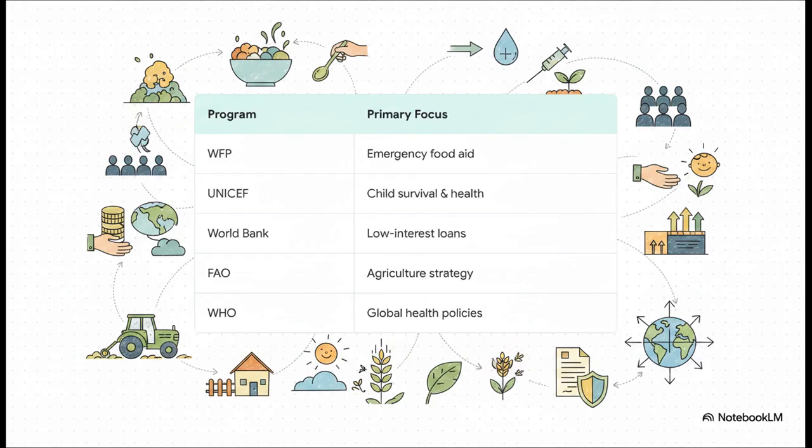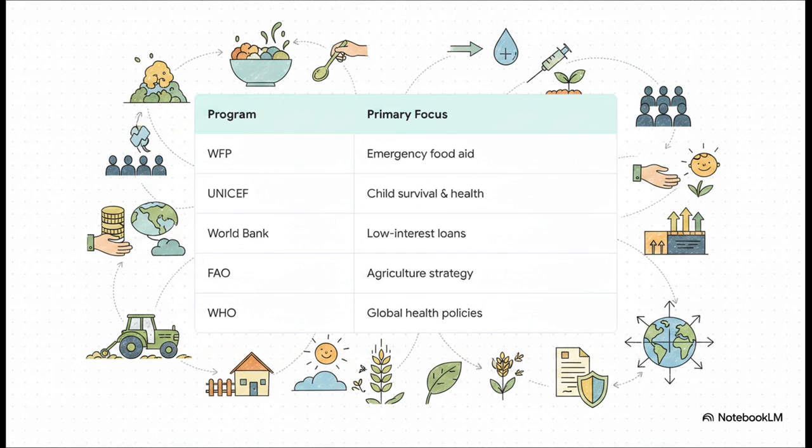The World Food Program acts as the world's largest agency for distributing immediate emergency food aid. Then you have UNICEF, which focuses specifically on child survival. Think clean water, immunizations, and nutrition education. The World Bank comes in with the heavy financial power, providing low-interest loans and grants to developing countries to build up their own health and agricultural infrastructure.